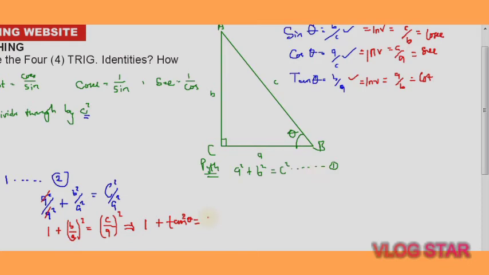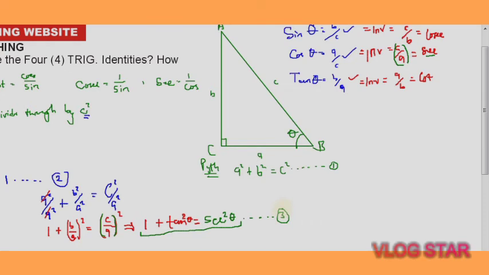Now let's come down here again. We're talking about this other side, that is c over a, then squared. Now let's look for c over a. C over a appears here, and it is now sec. So this is sec squared theta. This is more like saying 1 plus tan squared theta is equal to sec squared theta. And this is the third trigonometric identity.